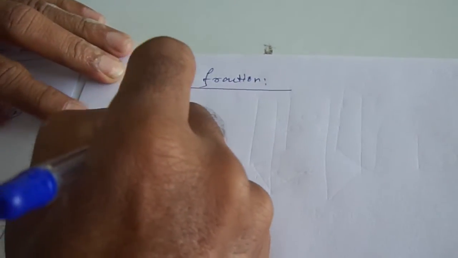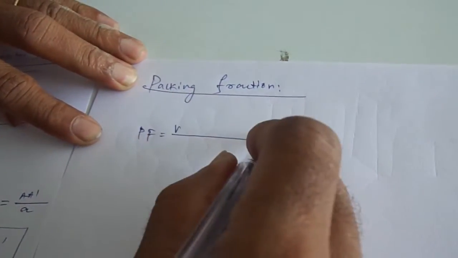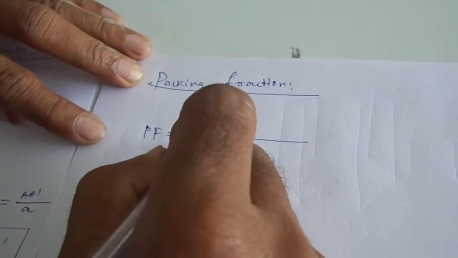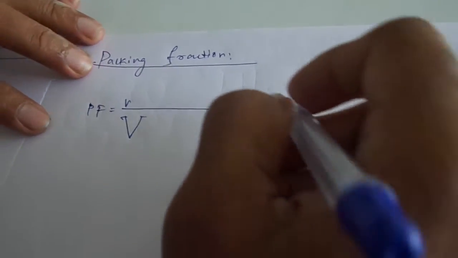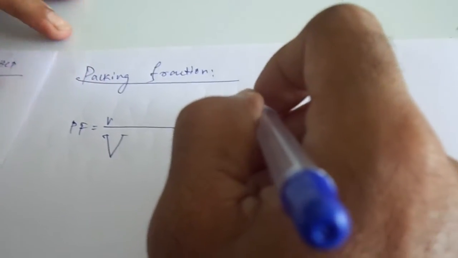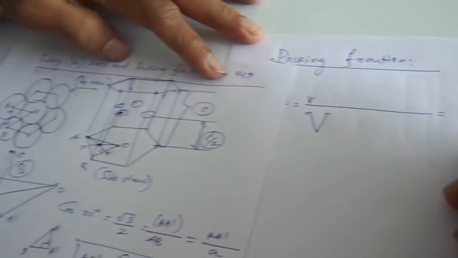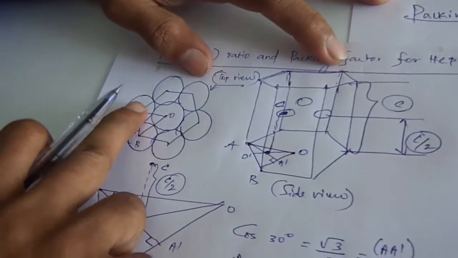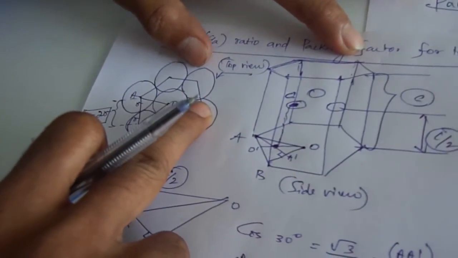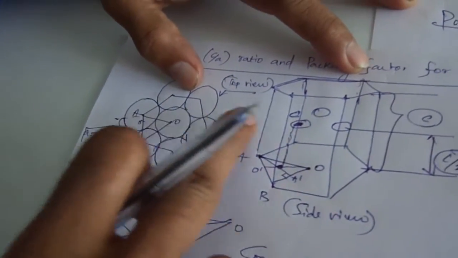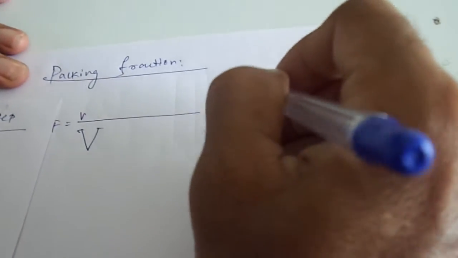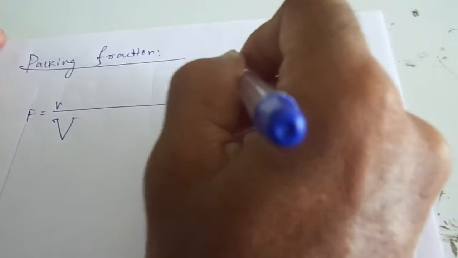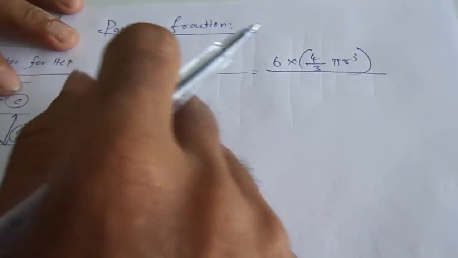Packing fraction is obtained by the volume of the atoms inside the unit cell divided by the volume of the unit cell, capital V. So in this case, there are 6 atoms inside the unit cell. Here you could see 1.5 atoms at the floor level, similarly at the top also 1.5 atoms, and the middle layer 3 atoms. So put together 6 atoms. So 6 into 4 by 3 pi r cube divided by the volume of the unit cell.